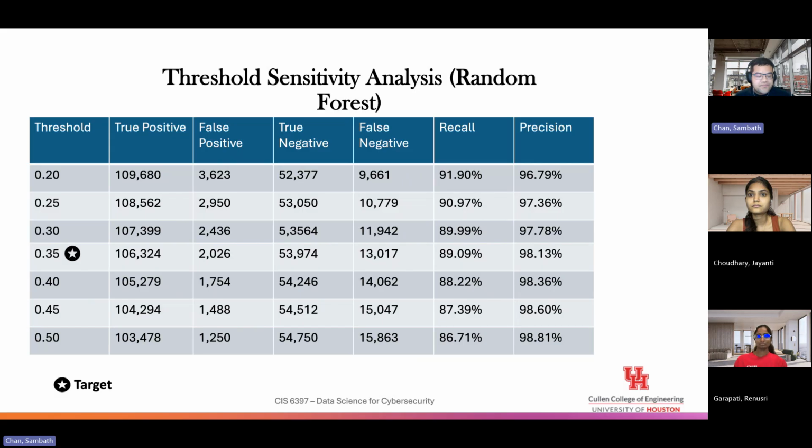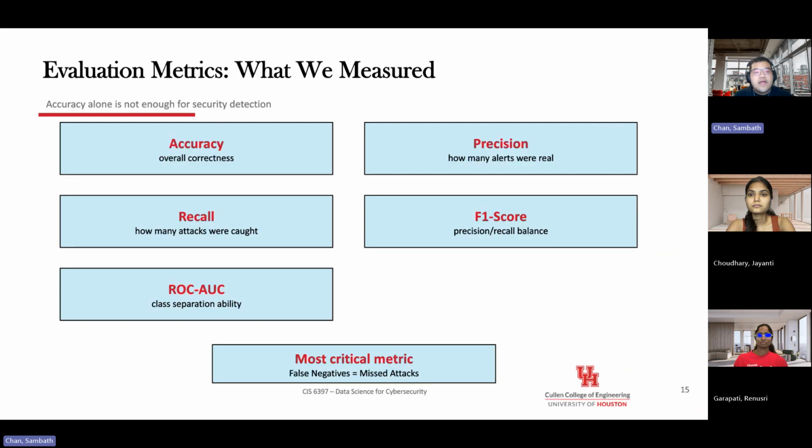As you can see, when I ran the test, I tried thresholds for the random forest from 0.2 to 0.5. Like I said before, at 0.5 the false negatives are higher. That's why we chose the median one, 0.35. That is our target. Let me go to the next slide, the evaluation metrics, which is what we measure.